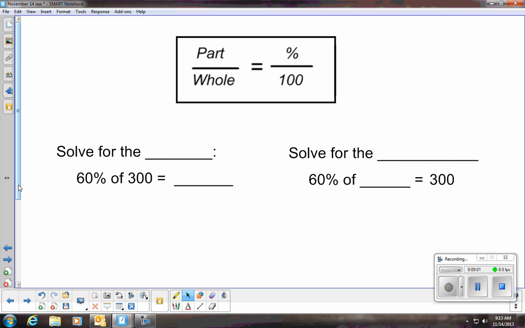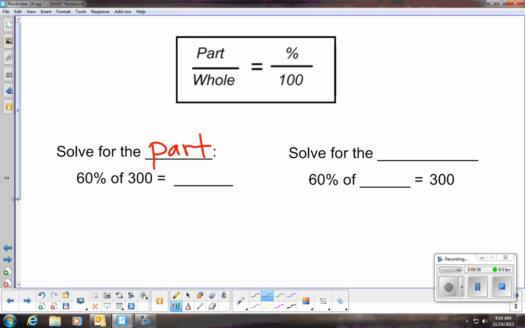This first one, I want you to tell me what we're solving for. Are we solving for the part, the percent, or the whole? 60% of 300 is what? What is this what? Hands up. What is it, Ethan? The part. Because the percent is the percent, and usually that's going to be pretty obvious. It's either going to have a percent sign or it's going to say percent. Although it could say something like 50 out of 100, which is then 50%. So you might have to figure it out a little bit. The 300 is your whole.